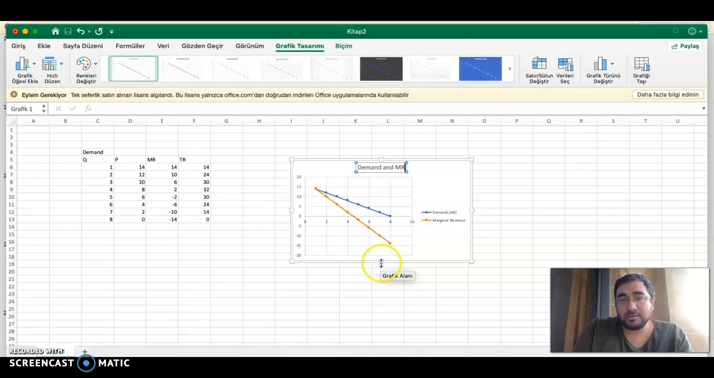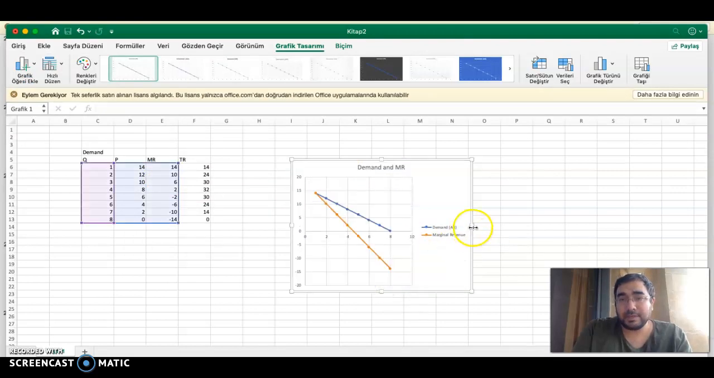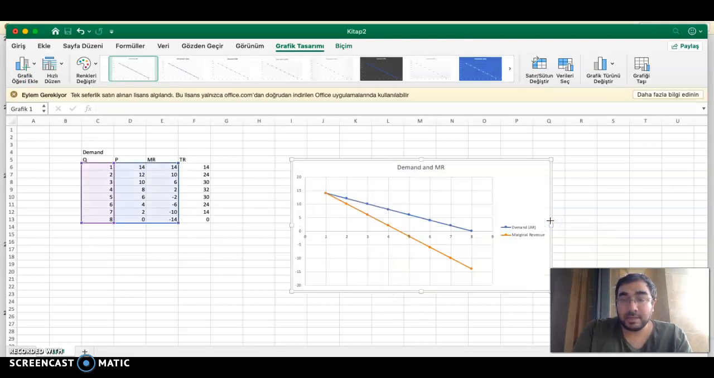And as you see, the marginal revenue curve is always below the demand curve, because when you sell more, your marginal revenue is less than the price, because you are earning something equal to price, but you are also losing because the price of the previous units you have sold has reduced.